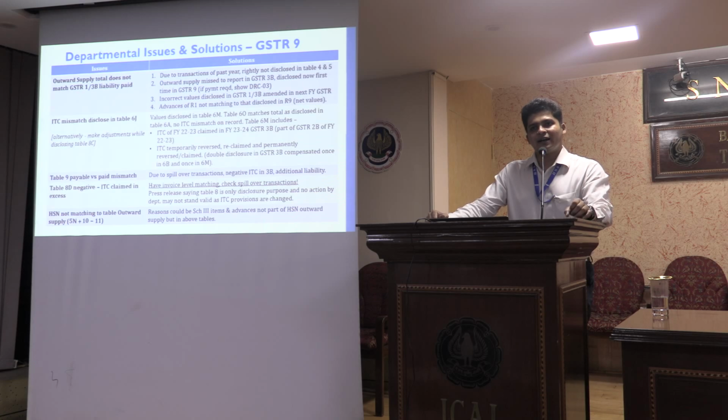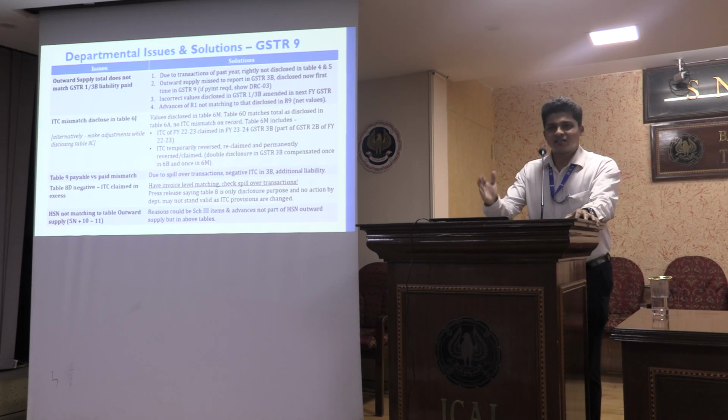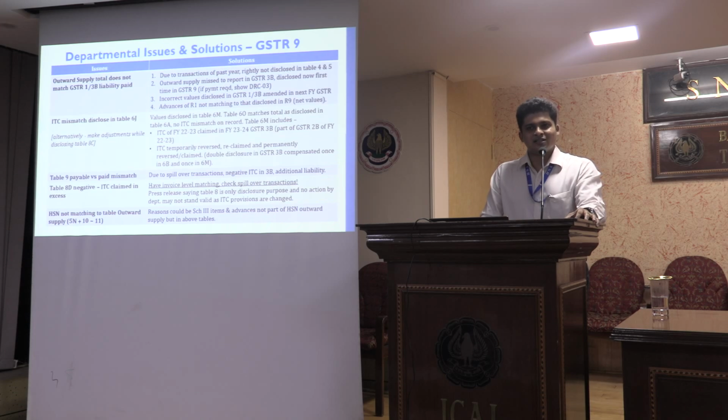So, GSTR 9 departmental issues. First and foremost, they are disputing outward supply which does not match with the GSTR 1 or 3B liability which has been disclosed. There could be various reasons. Just now we discussed spillover transactions, transactions of the past year which are reflecting in these returns, but we have excluded because they need not form part of my returns for this financial year. There could be reasons for variance. There is no need to panic because they have raised the notice. We need to understand and match with the returns.